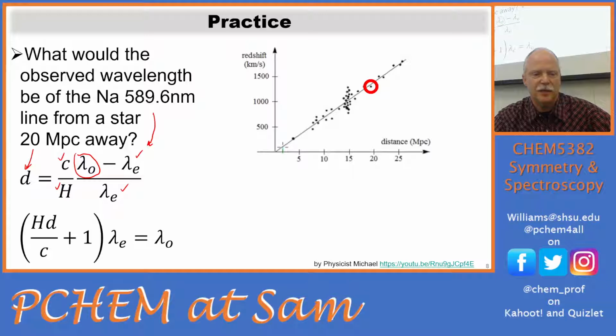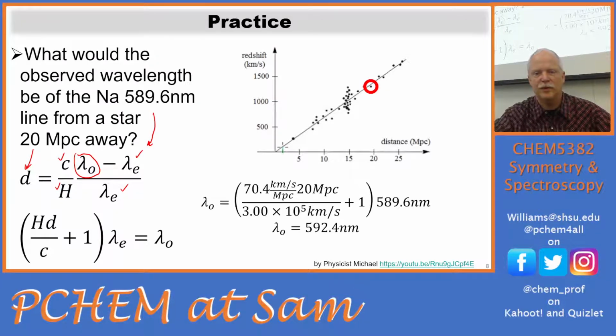And so again, it's all about the units. We solve this equation, so we've got to make sure that we use the speed of light in kilometers per second so that we can cancel that kilometers per second in the Hubble constant. We know our star is 20 megaparsecs away, and that megaparsecs cancels with the Hubble constant. So it's a pretty simple calculation if you follow the units, and we end up with 592.4 nanometers.